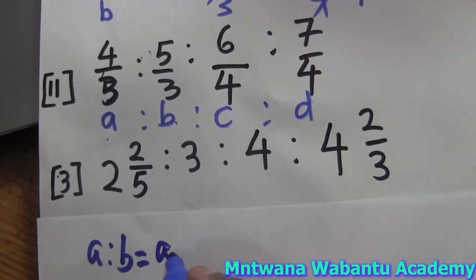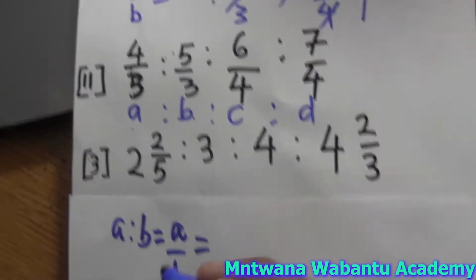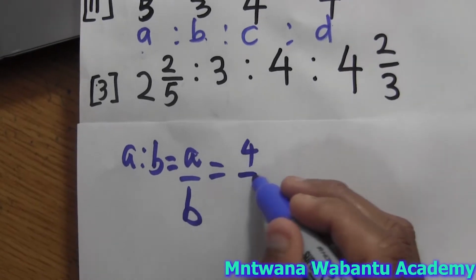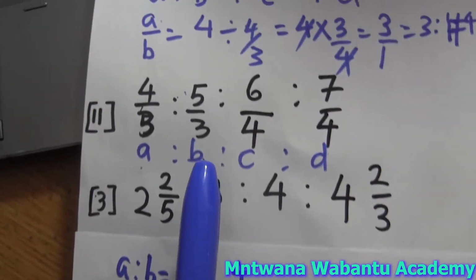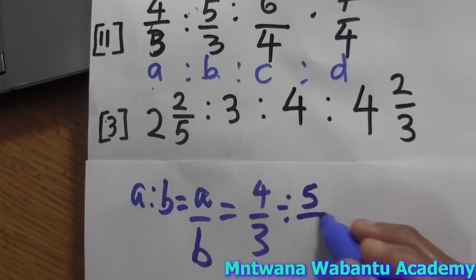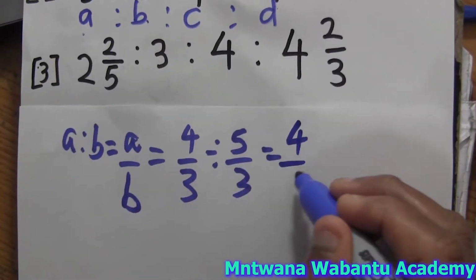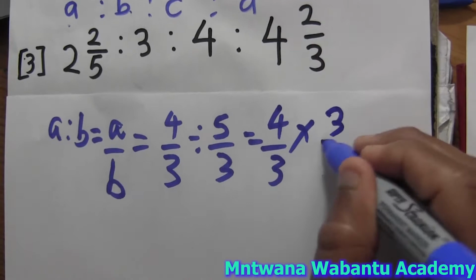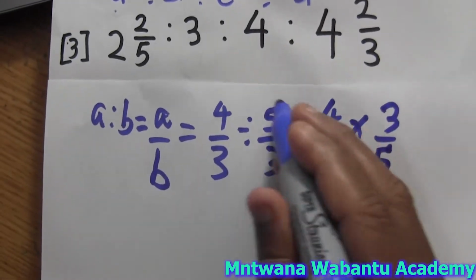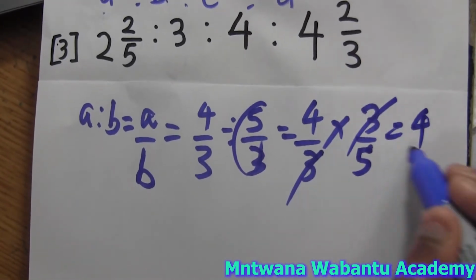What does that mean? It means it's A over B. What is that A? 4 over 3, and then divide by 5 over 3. But you know, when you divide in fractions, we have to flip: 4 over 3 multiplied by 3 over 5. We flip the second one. So this and this cancel, so it's 4 over 5.